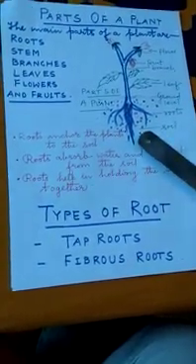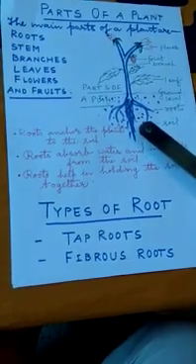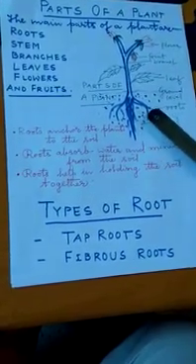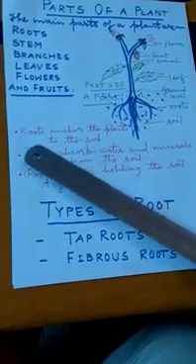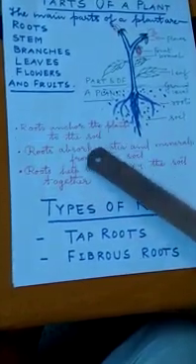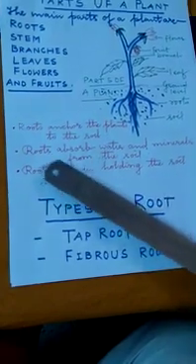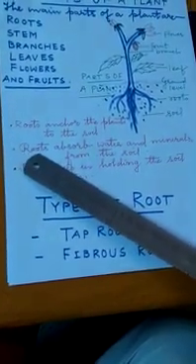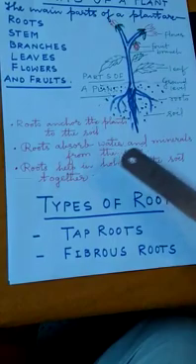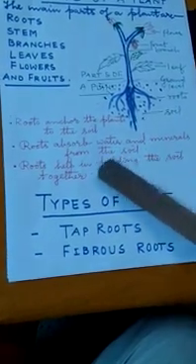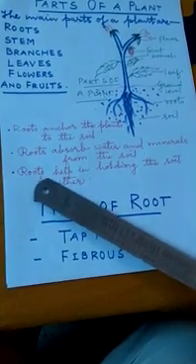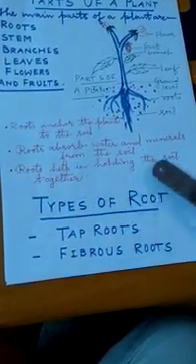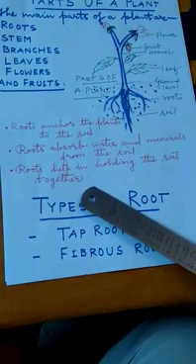So the root performs many functions for the plant. First function is roots anchor the plant to the soil. Second function is roots absorb water and minerals from the soil. And third function is roots help in holding the soil together.